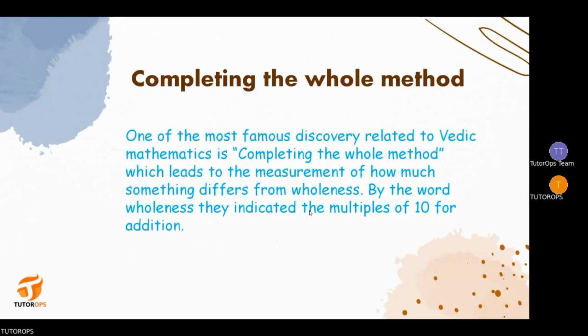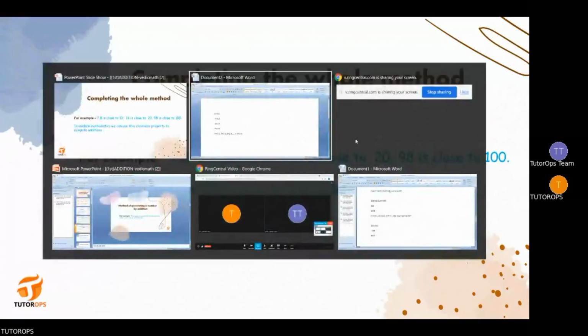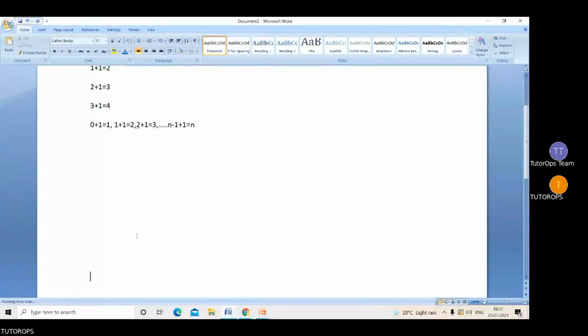Now, let me take the example of the completing the whole method. Let me take say 12 plus 59. In the Vedic era, there was the famous technique of calculating it as 12 plus 60 minus 1. Then it will be 72 minus 1 equal to 71.